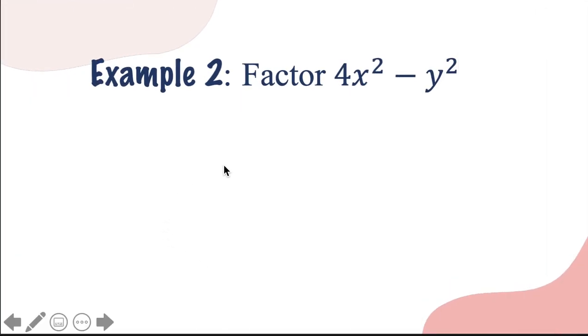Check whether there is a common monomial factor, and here, none again. Next, check whether this one is a difference of two squares. 4x squared is a perfect square. y squared is also a perfect square. So second condition, satisfied. Third condition, the operation is subtraction. So therefore, we can now proceed in factoring.